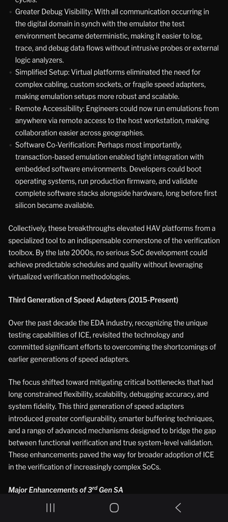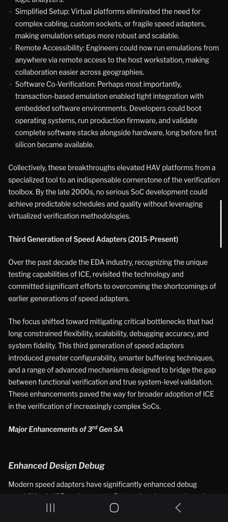Third generation of speed adapters, 2015 to present. Over the past decade, the EDA industry, recognizing the unique testing capability of ICE, revisited the technology and committed significant effort to overcoming the shortcomings of the earlier generation of speed adapters. The focus shifted toward mitigating the critical bottlenecks that had long constrained flexibility, scalability, debugging accuracy, and system fidelity.